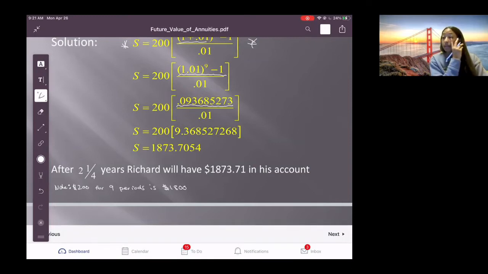Okay. Then how much interest was earned? This is the amount invested, $1,800. Then the rest of the money, 1,873.71 minus 1,800, which is $73.71, is the interest that we earned.